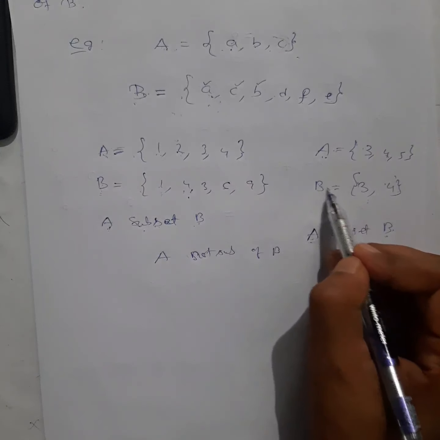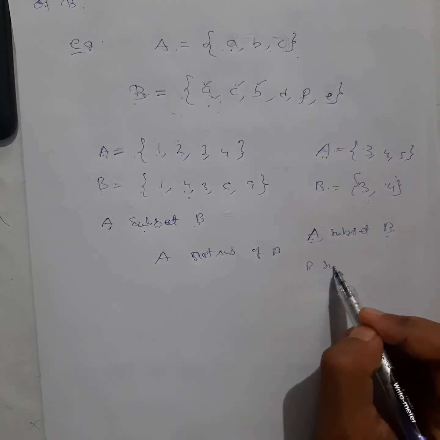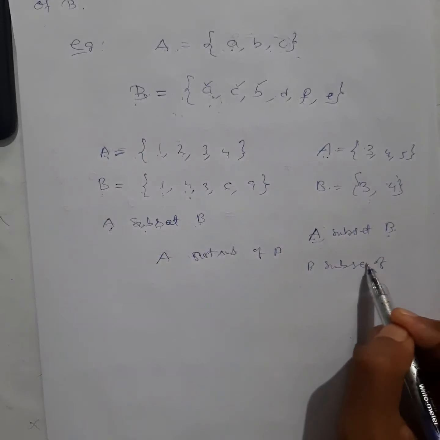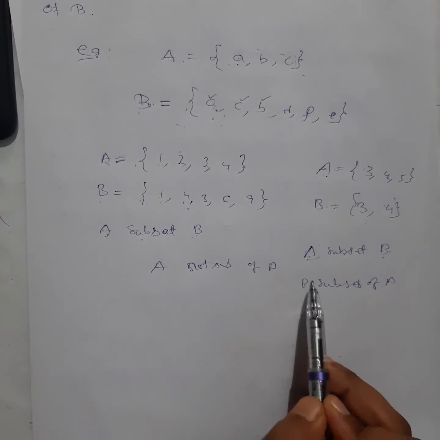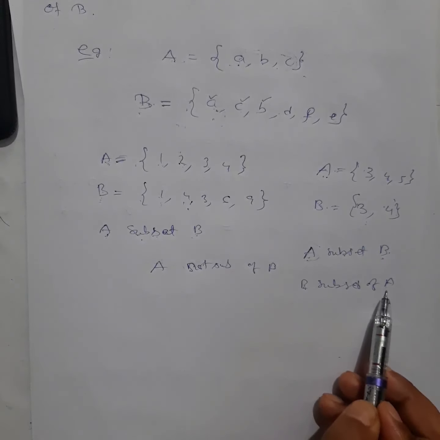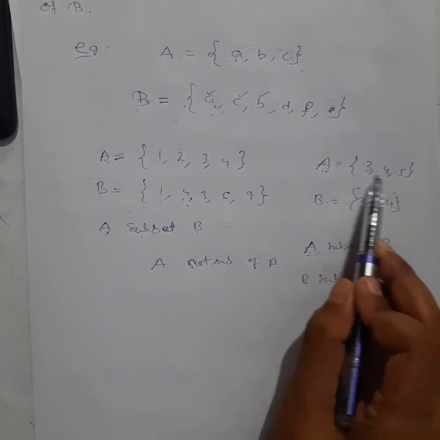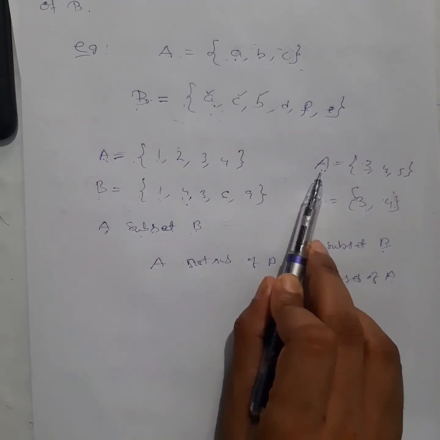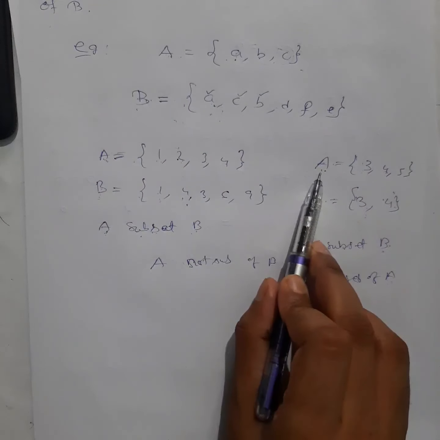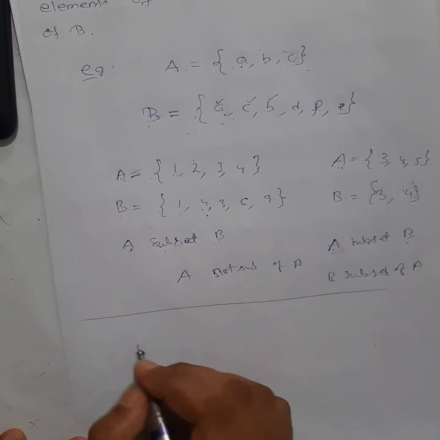Okay. Now what about B? Is B a subset of A or not? If I want to check whether B is a subset of A, then you have to check every element of this one: is it contained here or not? 3, 4. It is there, 3, 4 here in set A, right? So B will be a subset of A. Is this clear? I hope you have understood the meaning of subset.